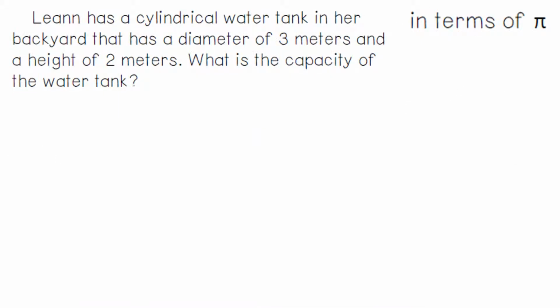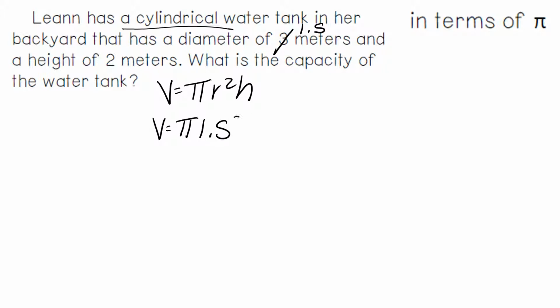So for this problem, it says Leanne has a cylindrical water tank in her backyard. Cylindrical tells us what formula to use. V equals pi r squared h. It has a diameter of 3. We don't want the diameter, we want the radius, so we only want half. Half of 3 is 1.5. And then the height is 2.